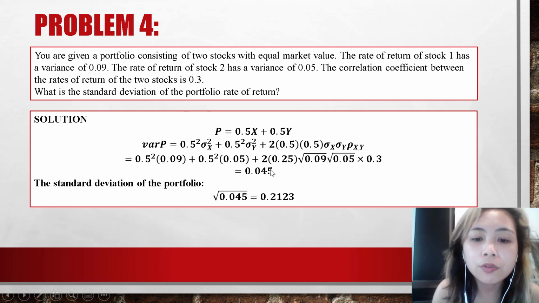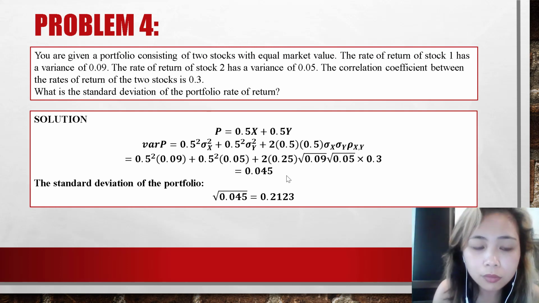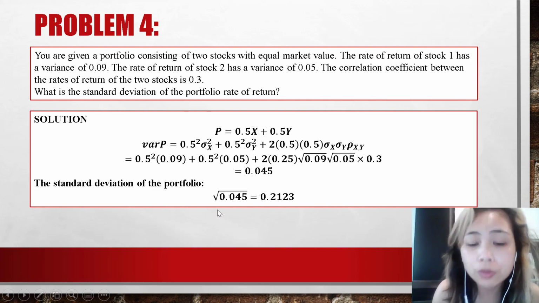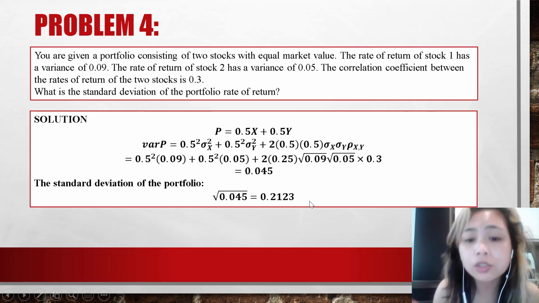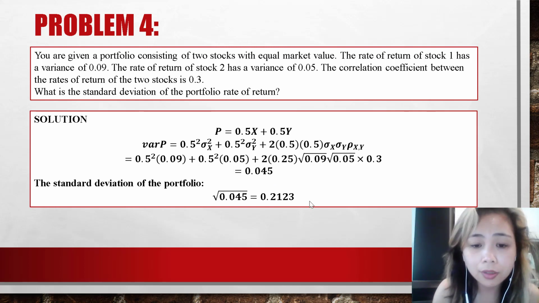And do the calculation here, it's really simple. We got 0.045, and this is the variance of the portfolio rate of returns. Now in order to find the standard deviation of the portfolio, we have to take the square root of 0.045. So we got 0.2123, which is 21.23%. Alright, so that's how we find the answer.